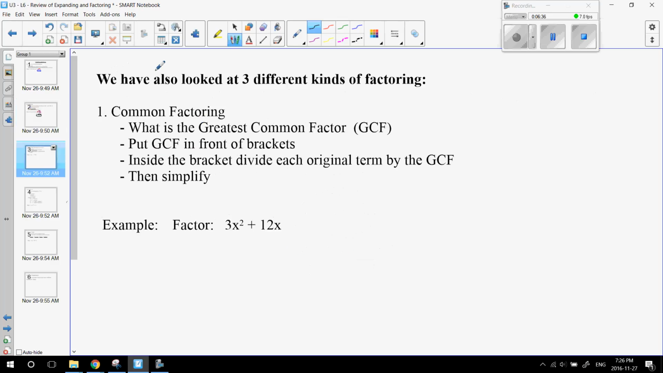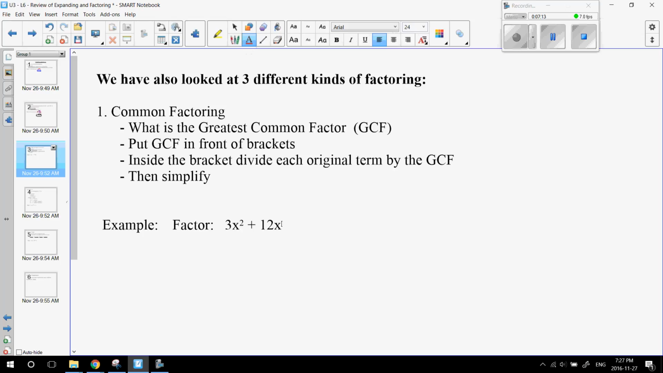So that was looking at the 2 different types of expanding that we looked at last week. We also looked at 3 different kinds of factoring. The first kind of factoring that we looked at was the common factoring. That was when we found out what the greatest common factor was, which we can short form to GCF. Then when we were asked a common factor, we put that greatest common factor in front of the bracket, and then inside the bracket, we divided each of the original terms by our greatest common factor, and then we simplified it out to get our final answer.